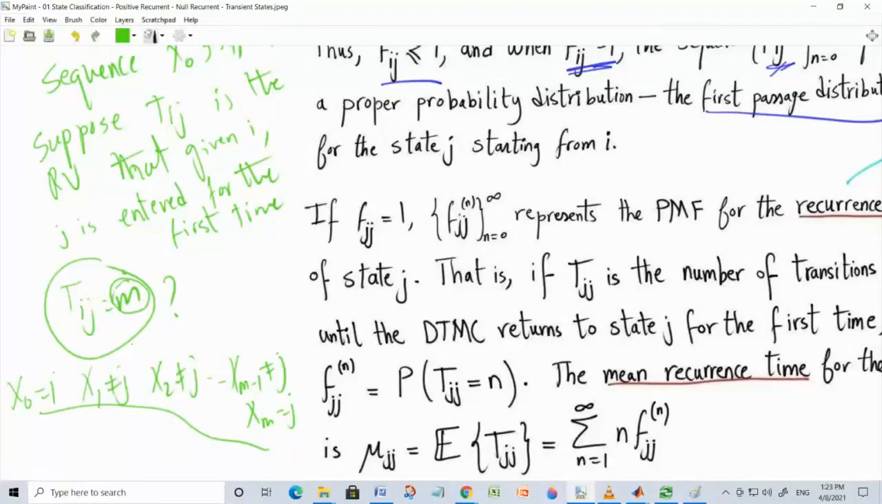So do we need x of m plus 1? No. x of m plus 2? No. And so on and so forth. So indeed this is a stopping time. The number of steps that it needs to enter into a state from some other state for the first time, the so-called first passage, is a stopping time with respect to the sequence of random variables.